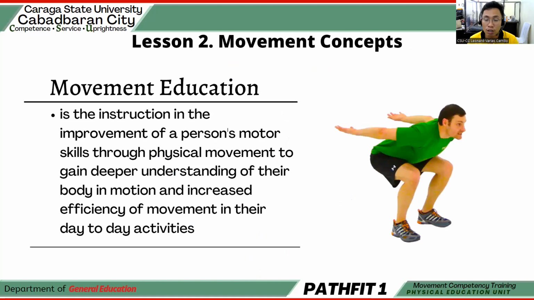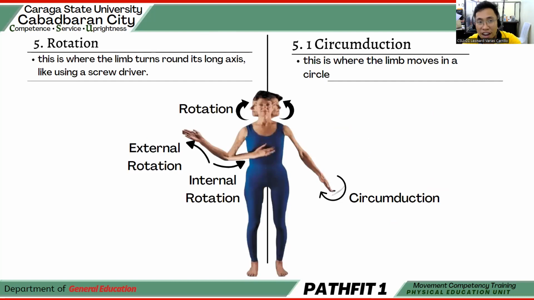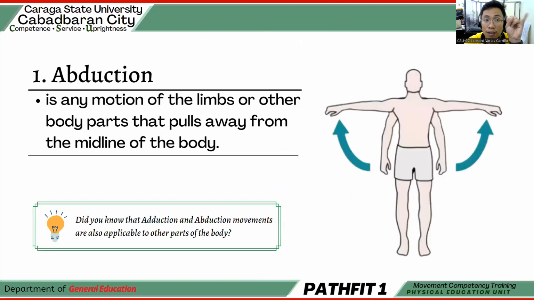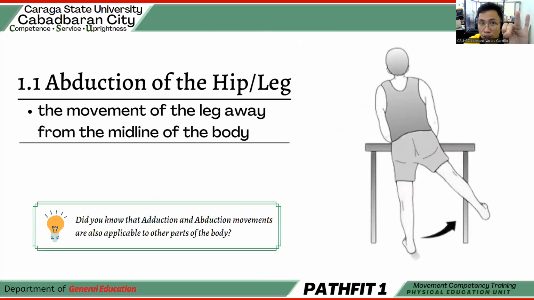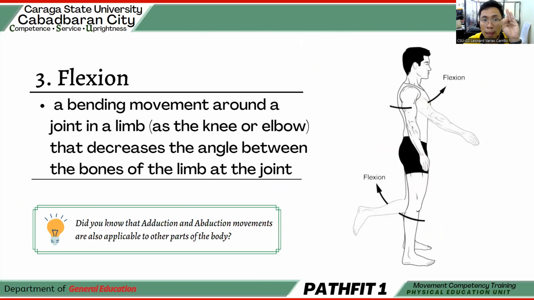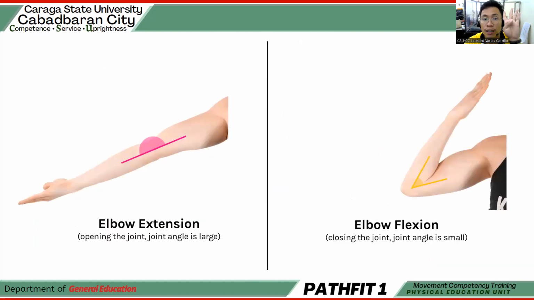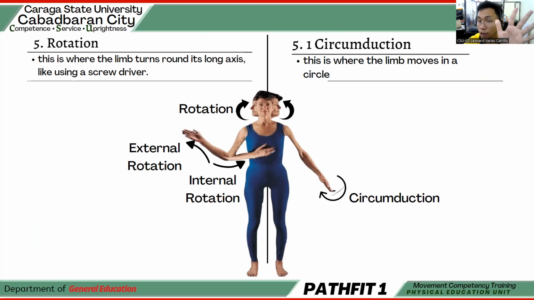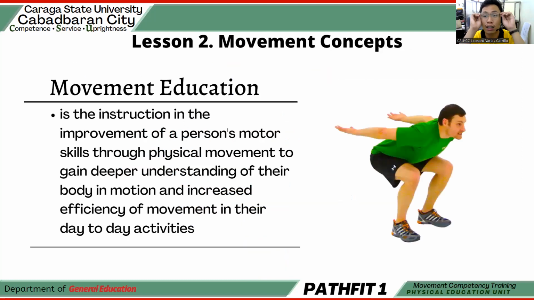Okay, next is movement concepts. Sige, before we go on with the movement concepts, what are the 5 basic movement skills? We have adduction, flexion, extension, and rotation with circumduction. So iunom na lang nato. Okay, so ako ra may nagdungag aning circumduction kay para ma-differentiate nato the difference between rotation and circumduction. Next is movement concepts.